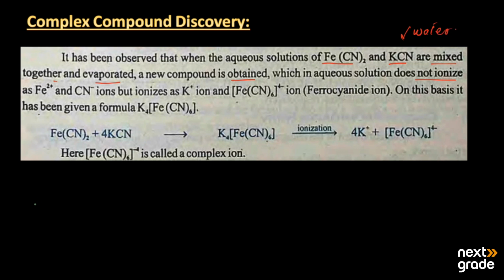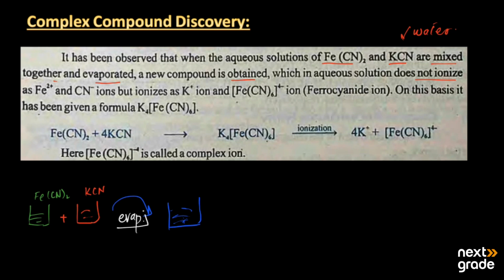This is a very simple process in which in the first beaker we have iron cyanide, and in the second beaker we have potassium cyanide. Now when they both get mixed, we gain a new compound, and the process of evaporation takes place. After evaporation, a new compound is formed, and that compound does not ionize when we add water.